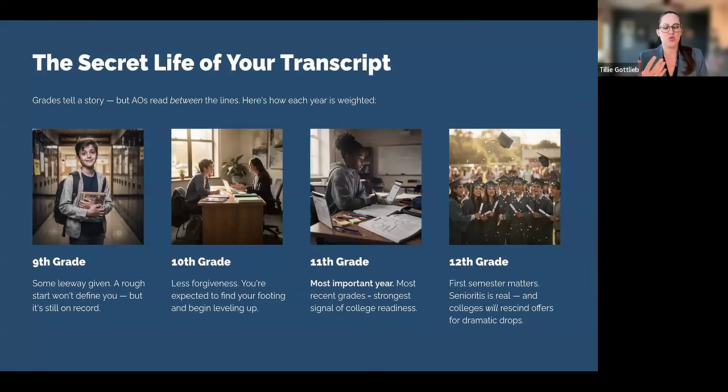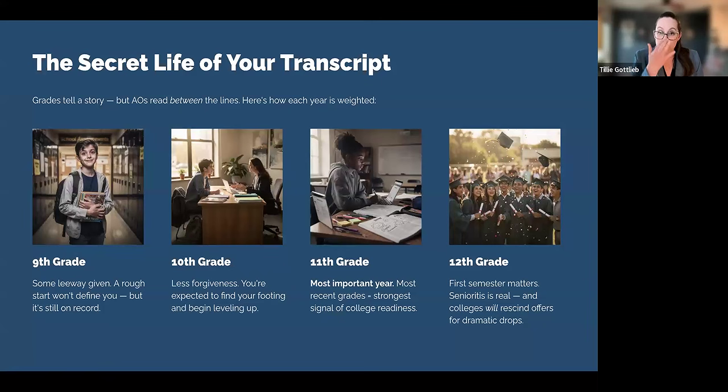So 9th grade, there is some leeway given, right? We know you're transitioning to high school. It can be a big transition for some. And a rough start doesn't define you, but it is still on the record. And I'll say, too, having spent a lot of time in California working with the UCs, yes, they're not calculating your 9th grade grades into their UC GPA, but they still see those grades and they see the courses you've chosen. And you have to keep in mind that for highly selective institutions, having a rough 9th grade can certainly have an impact, and we'll get into that in a little bit.